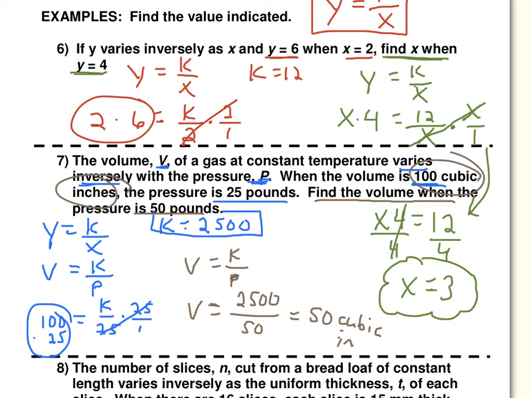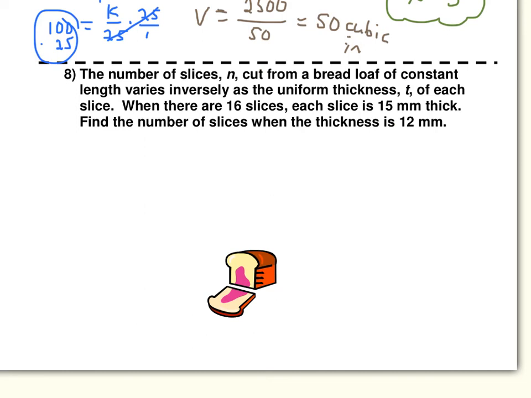All right, we have one last problem. I know this is long, but let's try one more. All right, number 8, the number of slices n cut from a bread loaf of constant length varies inversely as the uniform thickness of each slice. All right, so let's try to set this up. All right, so we know it says it varies inversely, and it tells you n varies inversely as t. So n goes first where the y is, and then you have a k, and then the t will be on the bottom.